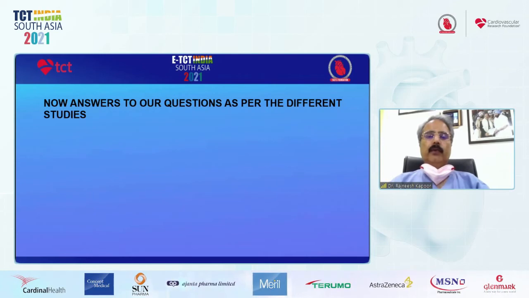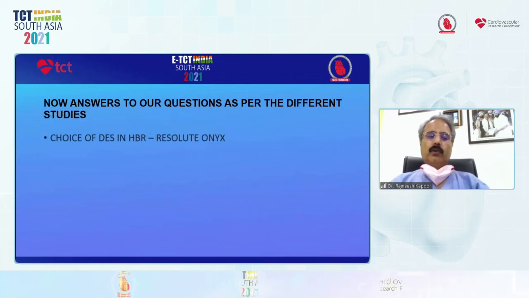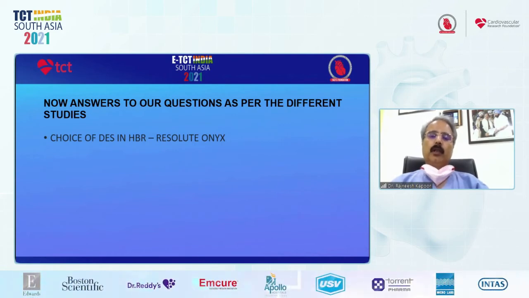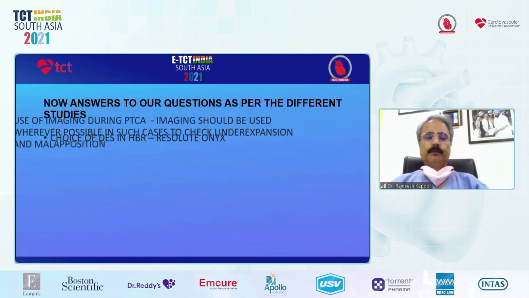So let's see where we started. We asked three questions in the beginning. Let's see the answers to those questions. Our first question was the choice of drug-eluting stent in high bleeding risk patients. As far as the data stands, I think we can have Resolute Onyx, Ultimaster, Synergy, or Biofreedom, but data-wise, it's more robust in favor of Resolute Onyx.